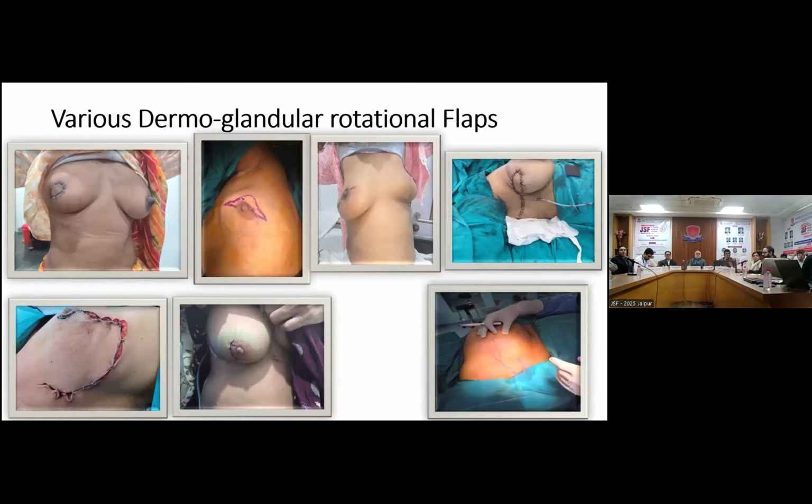These are a few of our patients. In the first one, we have the Grisotti. Second one, bat wing mastopexy. Third one is the transposition flap. The fourth one is the lateral mammoplasty.